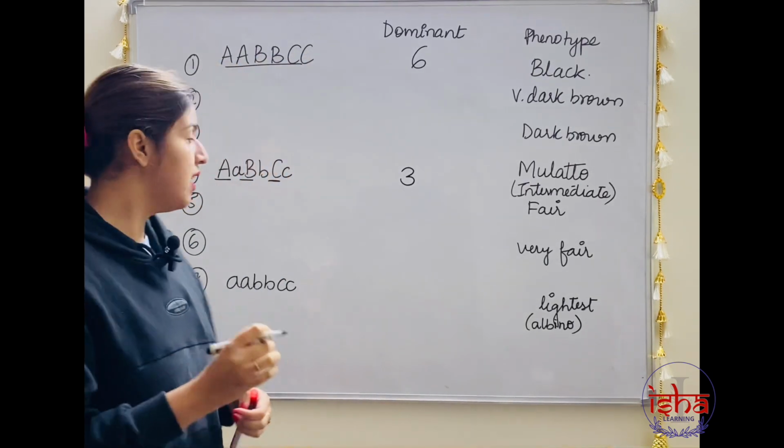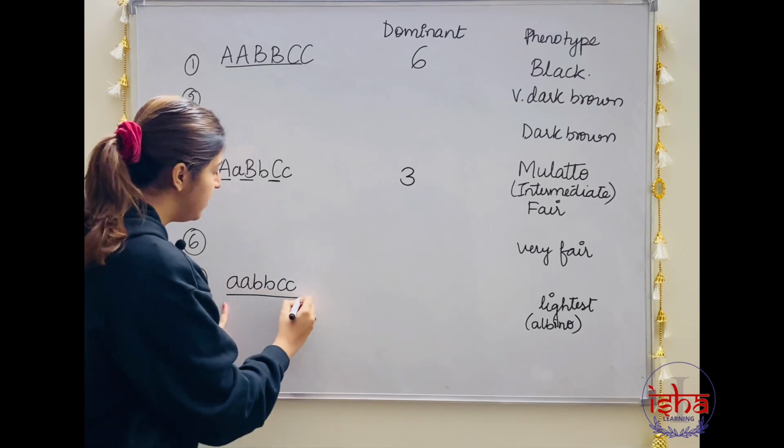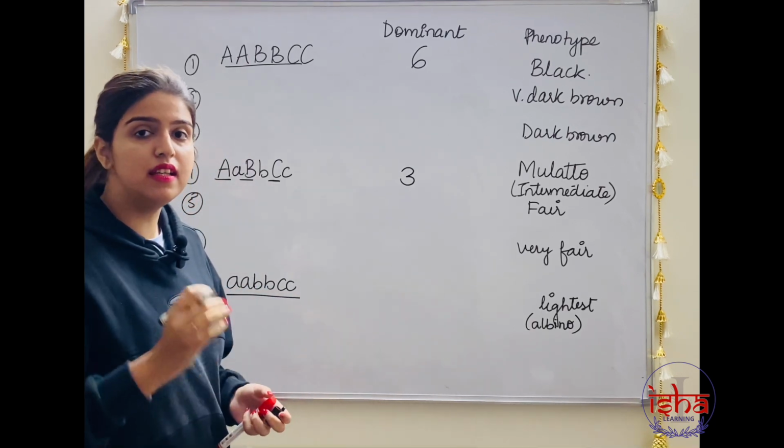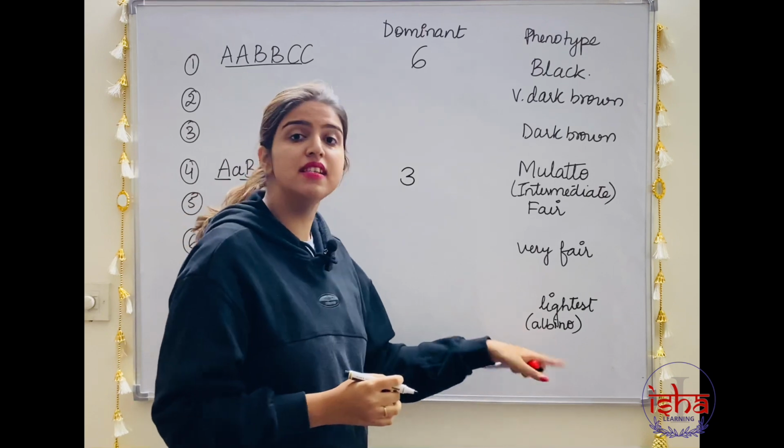Now the last scenario is going to be if all my alleles are of the recessive type. In this case, what happens is the skin color is lightest.